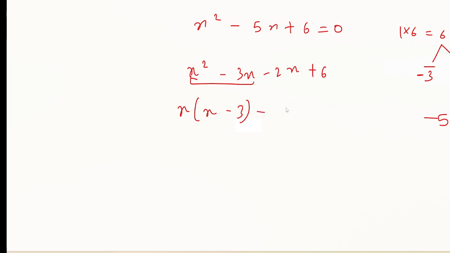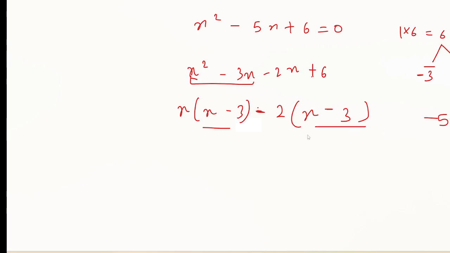Out of these two terms, I have 2 common. So x, and because I took 2 common, there would be only 3 remaining. Because I took the minus sign common, I'll get minus there. When I take a sign common, the sign gets inverted: minus minus again gives a positive sign there.